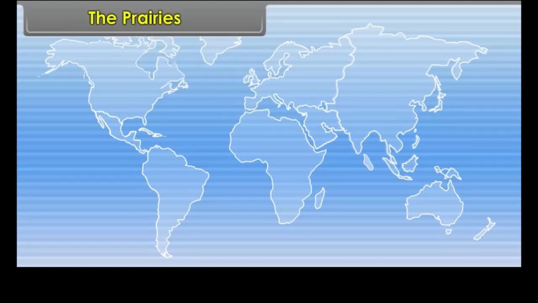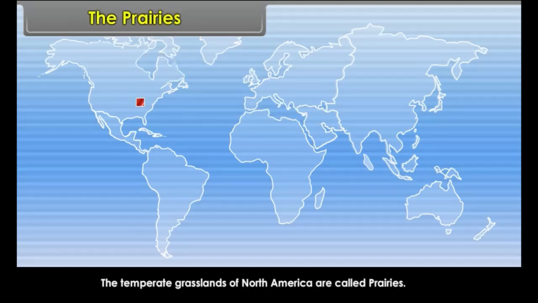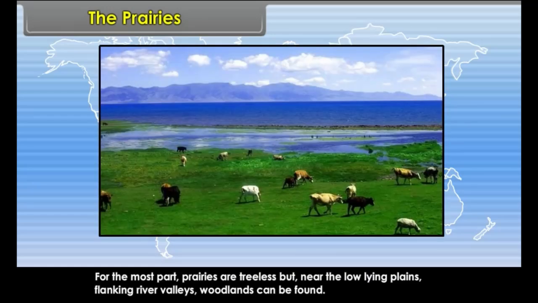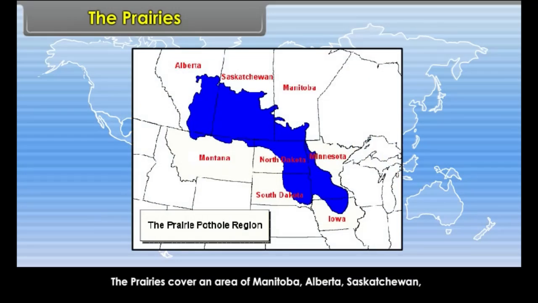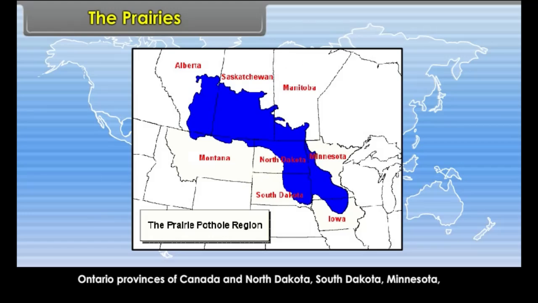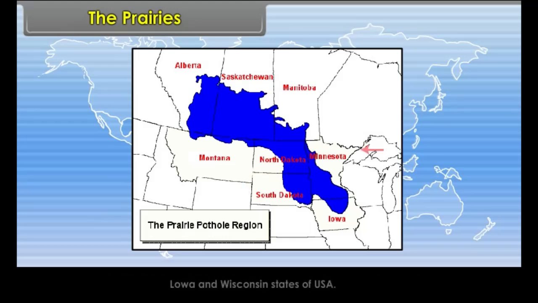The prairies. The temperate grasslands of North America are called prairies. For the most part, prairies are treeless, but near the low-lying plains, flanking river valleys, woodlands can be found. They extend from Rocky Mountains in the west to the Great Lakes and Appalachian Highlands in the east. The prairies cover an area of Manitoba, Alberta, Saskatchewan, Ontario provinces of Canada and North Dakota, South Dakota, Minnesota, Iowa and Wisconsin states of USA.